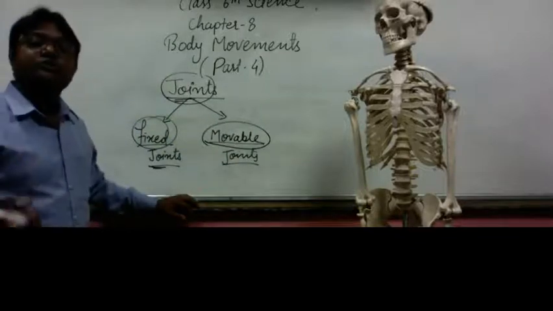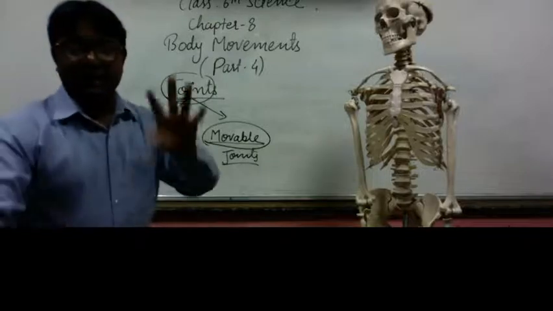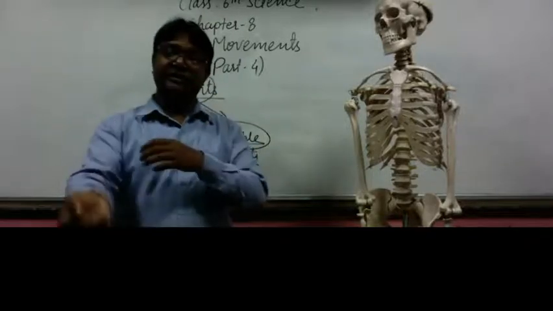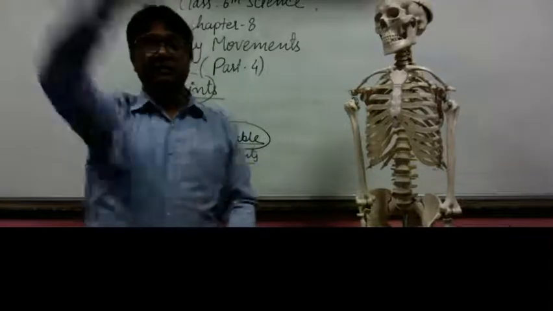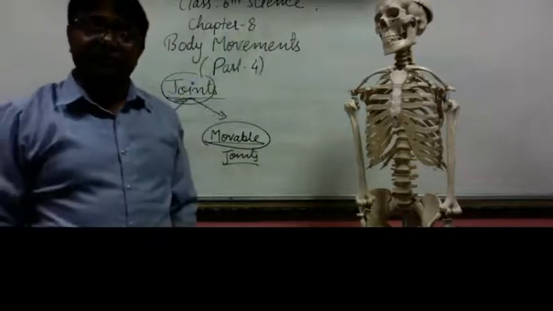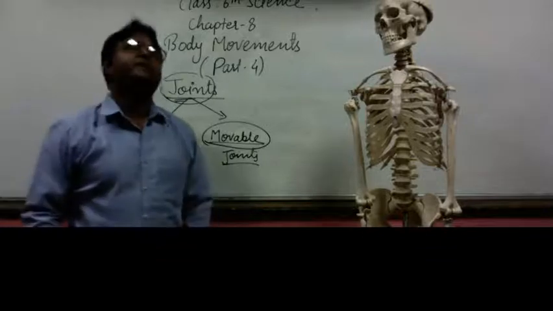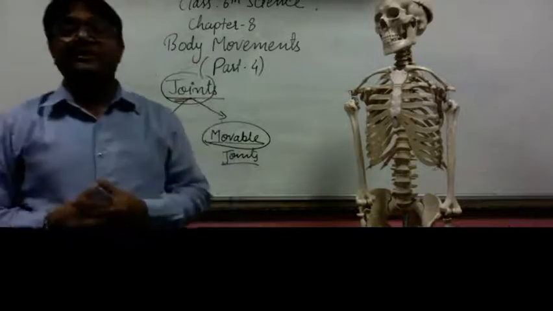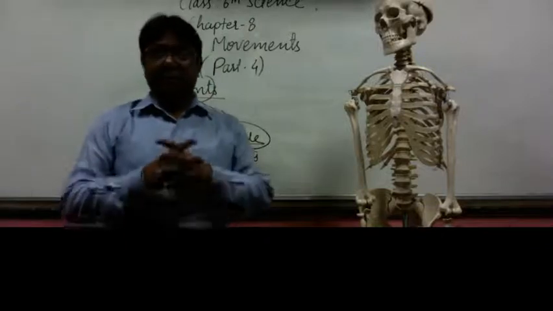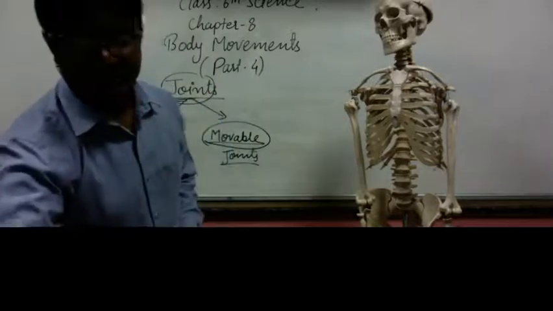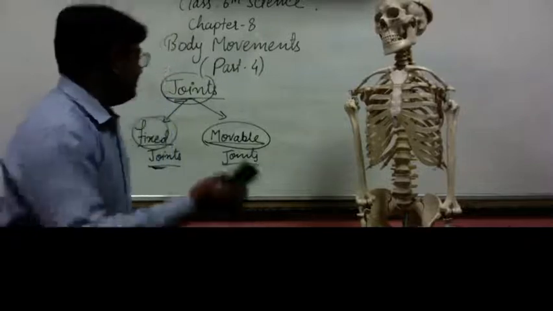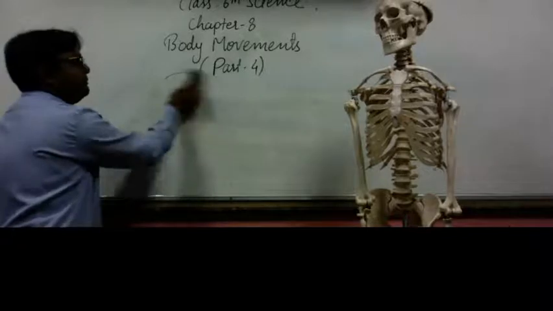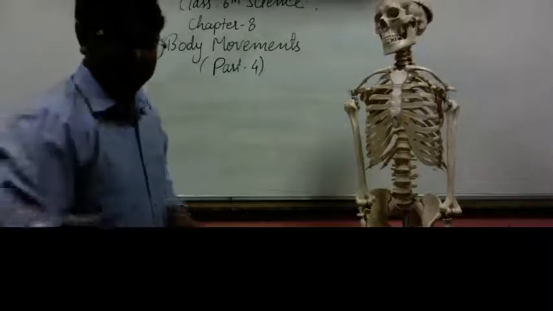Movable joints show movement in them. Can you move your fingers like this? Can you move your hand? Yes. Okay, you can move your legs also. Likewise, you can rotate your neck also. So these joints are called movable joints. Hope you are clear with these statements. Now we learn about the different types of joints. So joints are basically of different types.